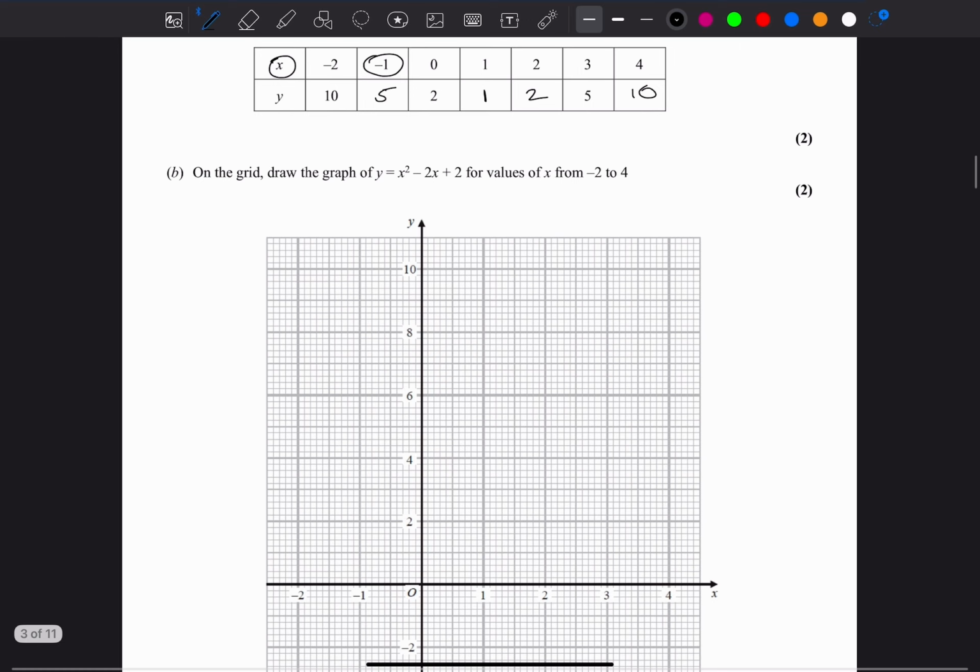Minus 2, 10, which is here. Minus 1, 5. 5 is here, right? 0, 2 is here. 1 and 1 is here. 2 and 2 is here. 3 and 5 is there. 4 and 10 is over here. It's a smooth curve, a single line.